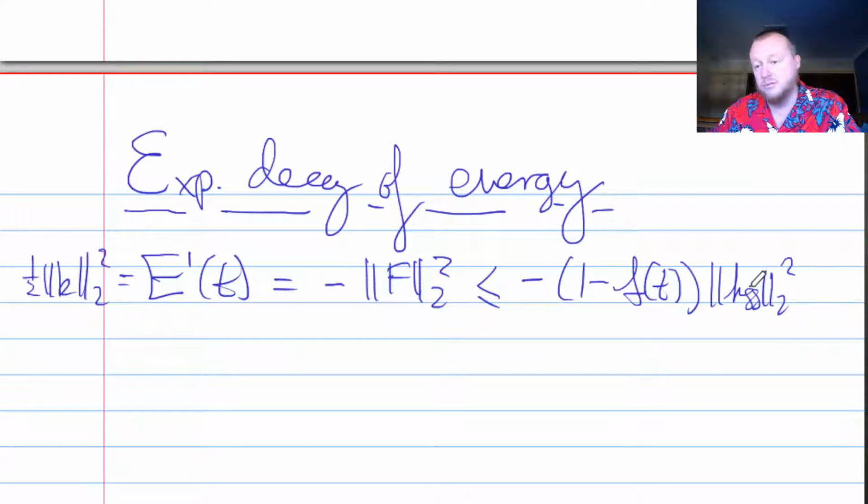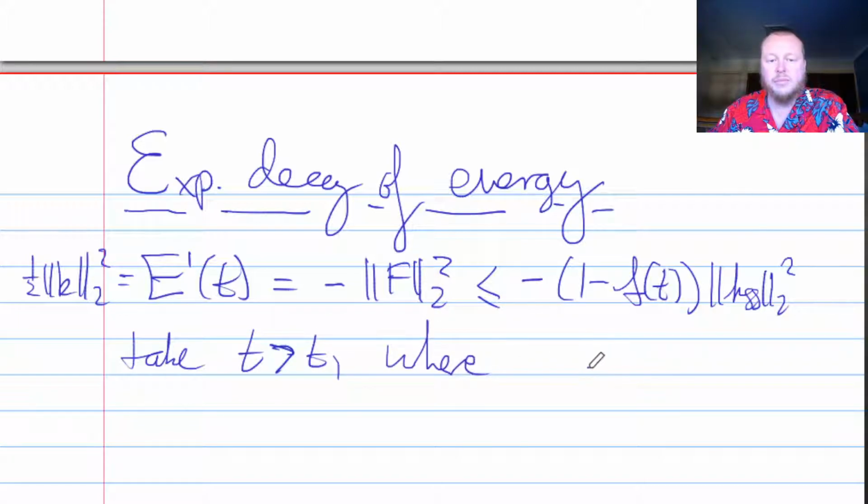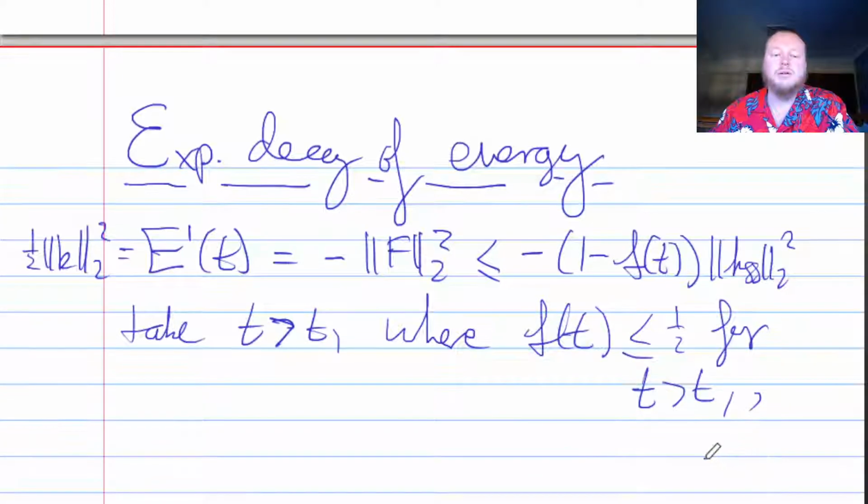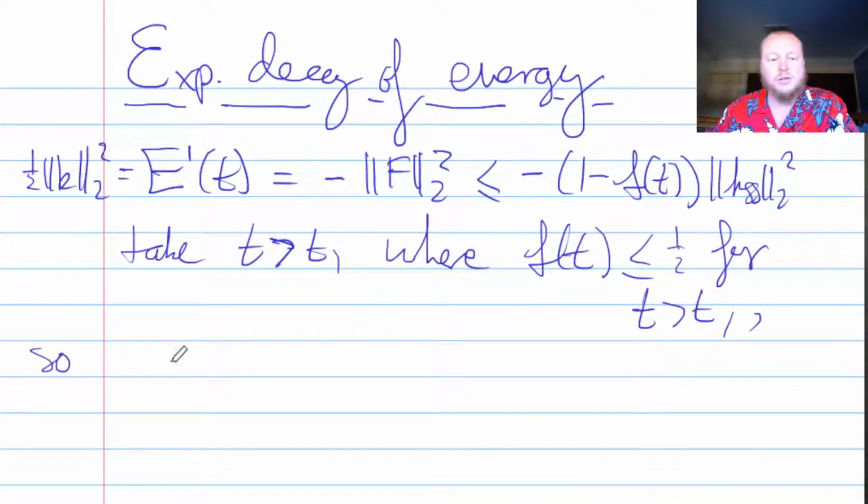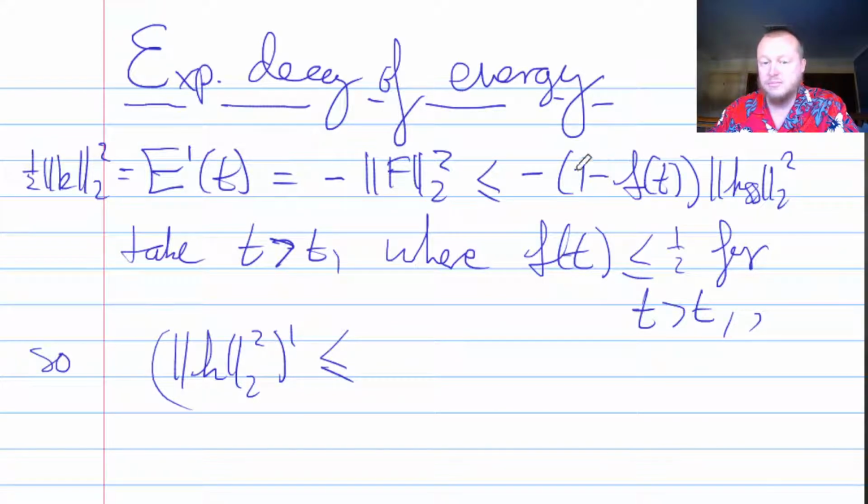But this can turn into exponential decay really easily. So just take, say, t bigger than t1, where f of t is less than 1/2 for t bigger than t1. So what we've got is E prime smaller than or equal to minus 1/2, but there's a half on the left, so it's just a minus.